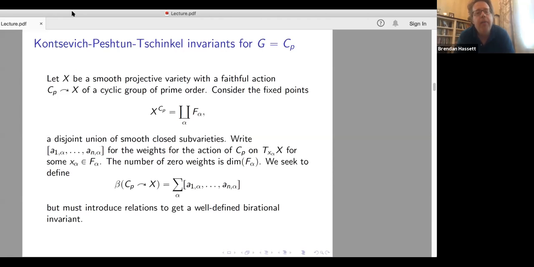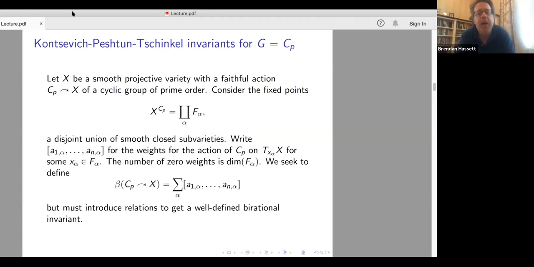You start off with a smooth projective variety. Again, I'm always going to be working over the complex numbers today, although there are things you could do over non-closed fields, but I think the complex numbers is enough. Let's, for simplicity, just look at the case where you have a cyclic group of prime order acting on this. When you have a cyclic group of prime order acting, you can look at the fixed point loci. I'm going to take this as a disjoint union of smooth closed subvarieties indexed by alpha. So we have the F alpha.